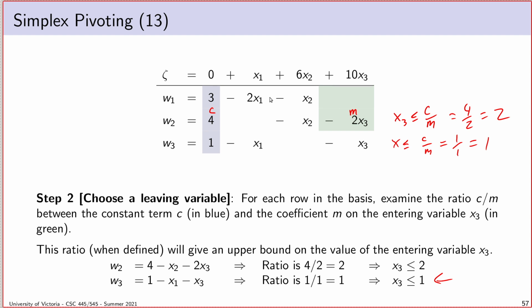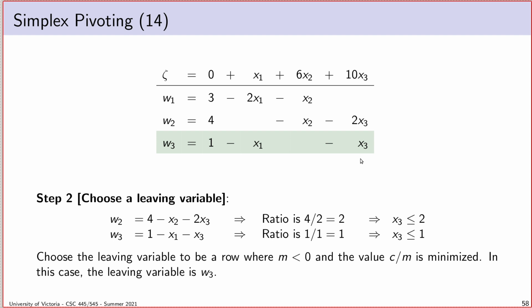So the slide is giving a more formal way of interpreting this. What it's saying is, because all of your variables that are not your entering variable are going to be set to 0, you can compute the bound by just looking at the constant column and looking at what the multiplier on your entering variable is. And you then choose as your leaving variable the row that gives you the tightest, or the smallest, upper bound. And so in this case, it happens to be W3.